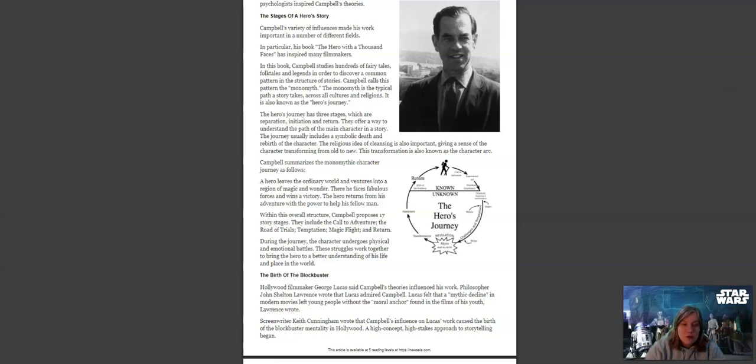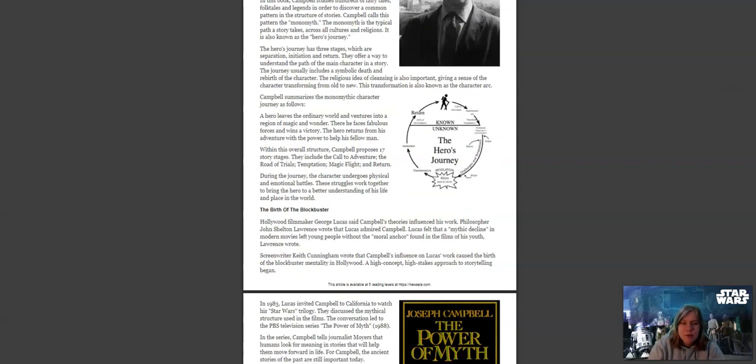Within this overall structure, Campbell proposes 17 story stages. They include the call to adventure, the road of trials, temptation, magic flight, and return. During the journey, the character undergoes physical and emotional battles. These struggles work together to bring the hero to a better understanding of his life and the place in the world. The birth of the blockbuster.